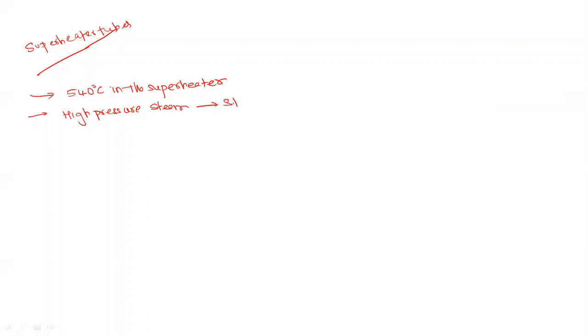Economizer. Keep the economizer as a heading and note down this. An economizer is essentially a feed water heater which heats the water before supplying it to the boiler.